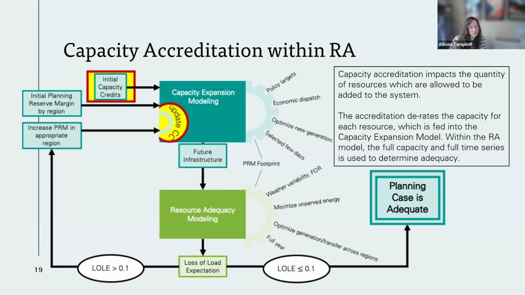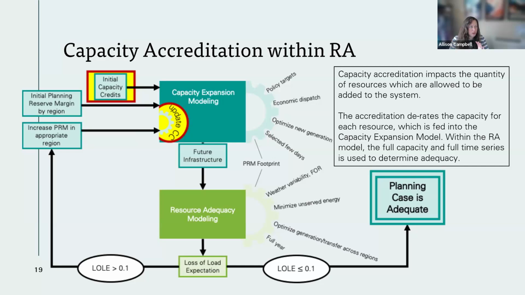Great. So with that introduction to resource adequacy and the metrics, I'm going to dive into a little preview of capacity accreditation within resource adequacy. Capacity accreditation is the piece that impacts the quantity of the resources that are going to be allowed to be added to the system. I want to walk you through this flow chart for a moment first, so that we can see where capacity accreditation, capacity credits, come into play and how those are going to be impacting resource adequacy assessments.